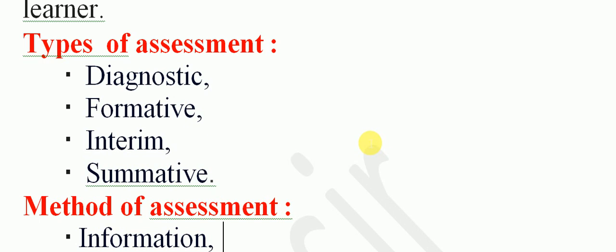Then regarding the formative assessment, as we know, there are two types of formative assessment. The formative assessment is conducted in a classroom. Using educational material, we organize some questionnaires, we organize some MCQs, and we take a test of the students. That is called the formative assessment.